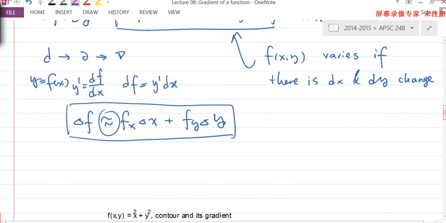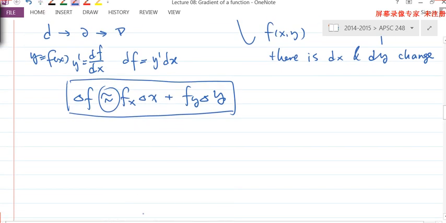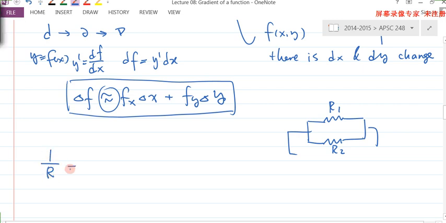Let me show you an example. This example is one of the assignments. We have resistors connected in series. When you connect the resistors in series, we all know that the total resistance is what? Isn't that parallel? Oh, sorry, in parallel. Not sure what I'm saying here. The total resistance is this one here. Make sure I get this right. So this is the total resistance R, and this one is R1 and R2.